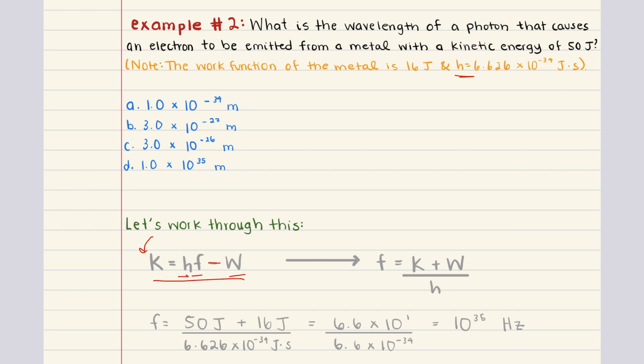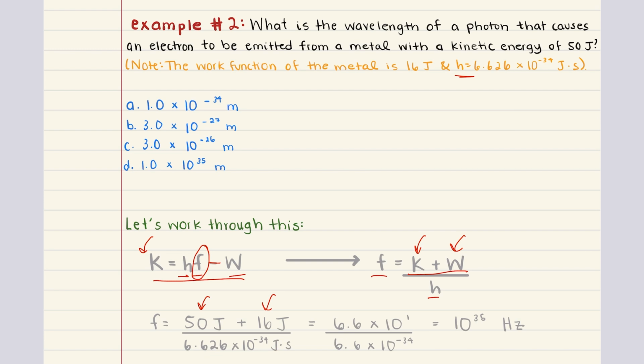We ultimately want to solve for F, so we're going to rewrite this equation to solve for frequency. Frequency is equal to the kinetic energy of the ejected electron plus the work function of the metal divided by Planck's constant. We have all of these variables, so let's go ahead and plug them into our equation. This gets us 50 joules plus 16 joules divided by 6.626 times 10 to the minus 34 joule seconds.